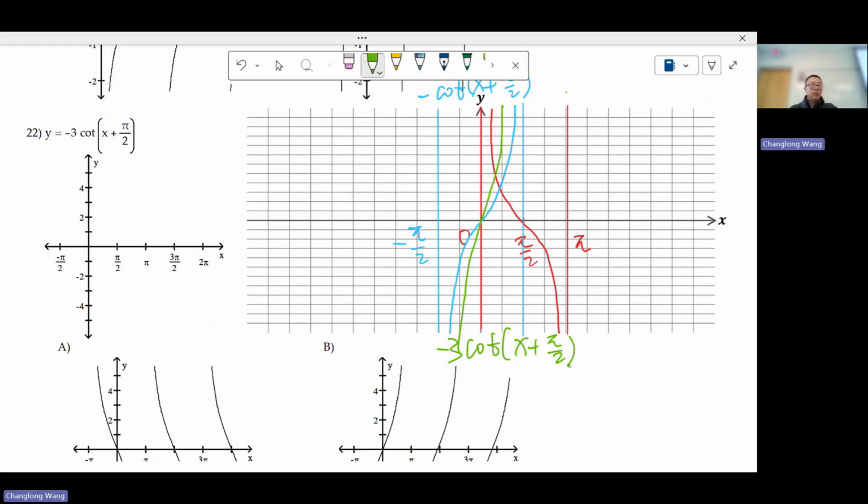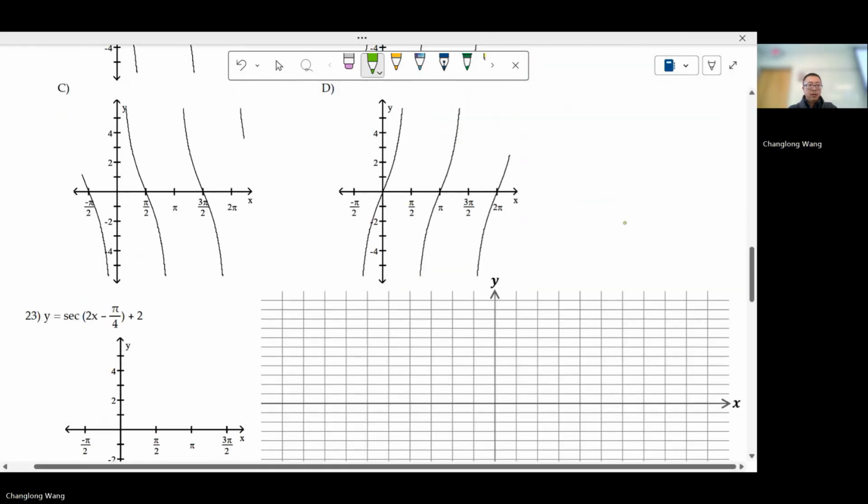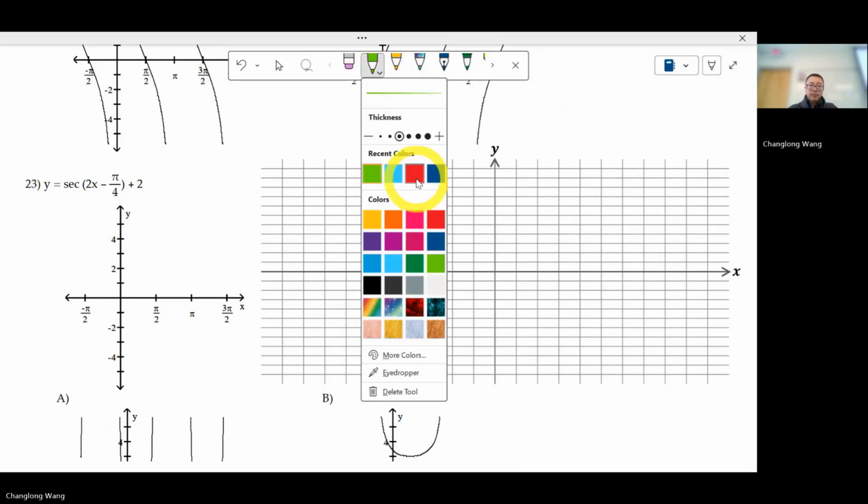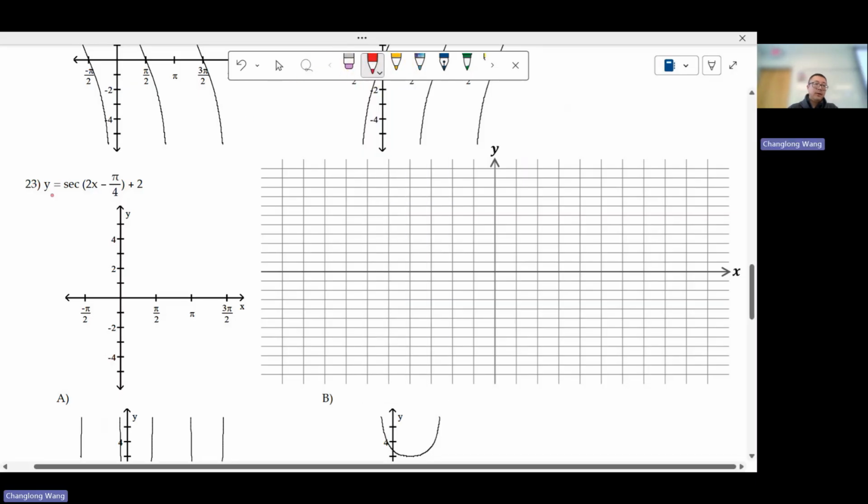All right. So now we're left with only secant and cosecant. But they're actually not worse than the tangent and cotangent. If you're confident at this point that you can graph the sine and cosine plus their variations, then the graph of the secant and cosecant are just one more step. All right, so let's take a look at 23. What I want you to do is graph the reference function for secant or cosecant.